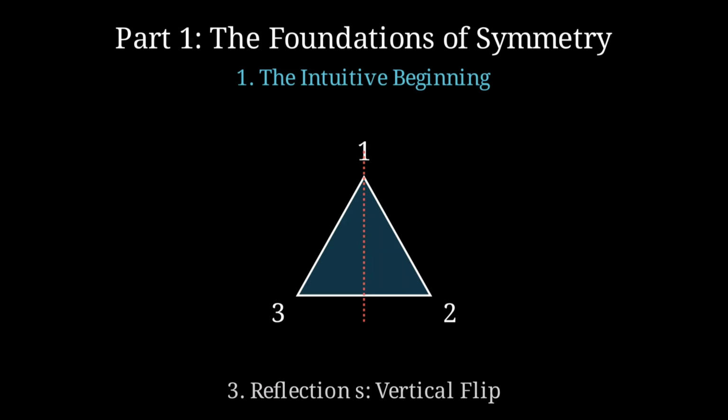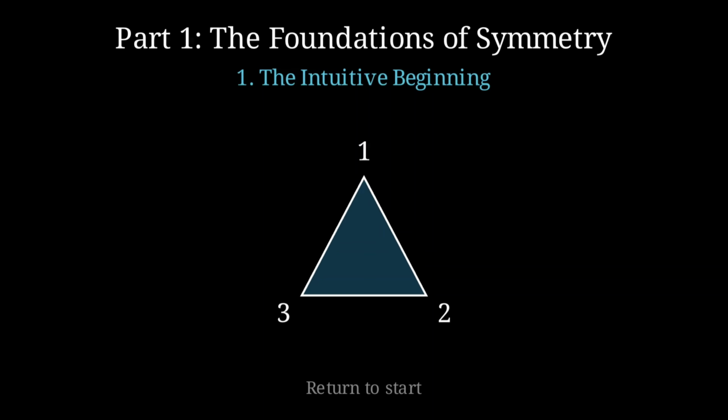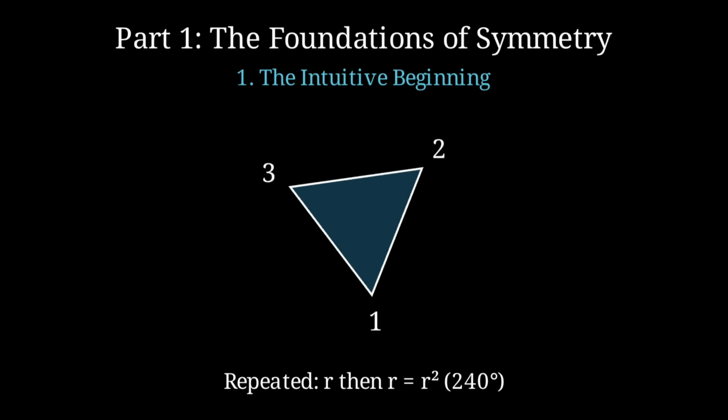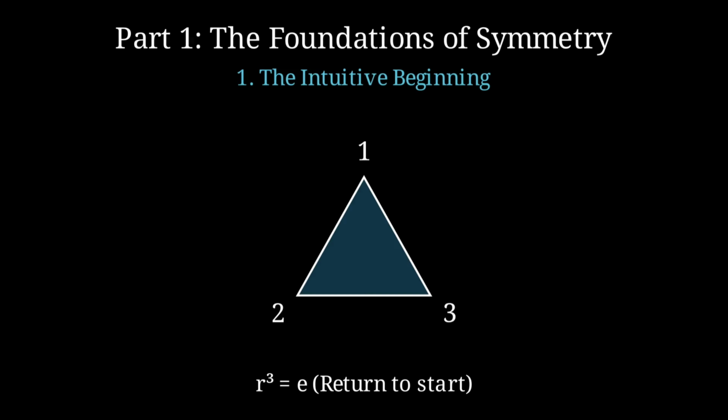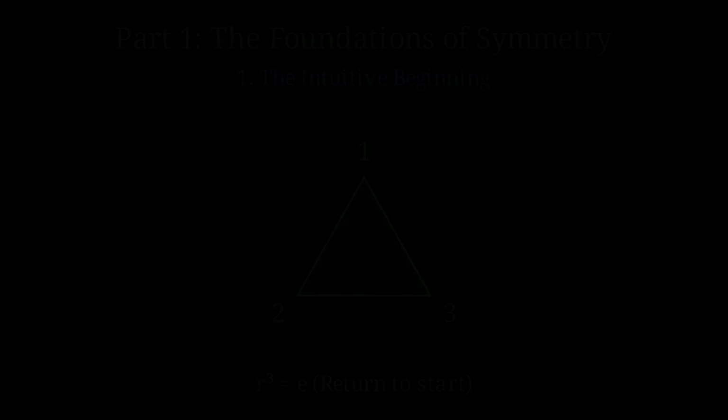These actions can be chained. If we perform R twice in a row, we rotate it 240 degrees, which we write as R squared. And if we rotate it 3 times, R cubed, we return exactly to where we started. This behaves remarkably like an arithmetic system.